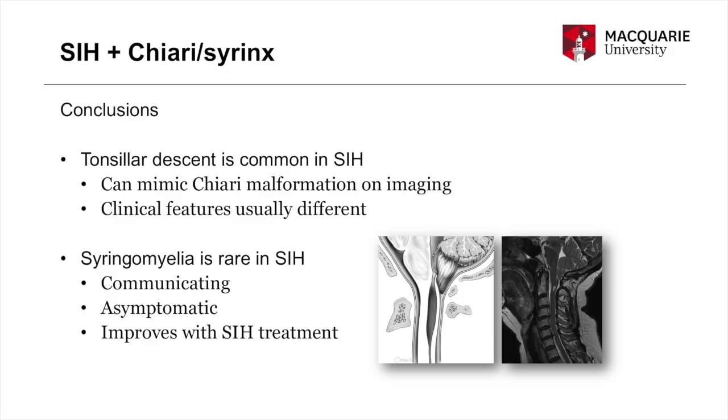So in conclusion, the tonsillar descent is relatively common in SIH, but it can mimic Chiari malformation. What I didn't mention for that case where she had imaging features typical for Chiari was that her history was typical for SIH. So who would have thought you actually got to take a history from the patient and it tells you what the condition is, but there you go. So the clinical features are usually different. As for syringomyelia, it's rare in SIH. I think it's almost always, if not always, communicating. It's almost always, if not always, asymptomatic, but it does improve with treatment.